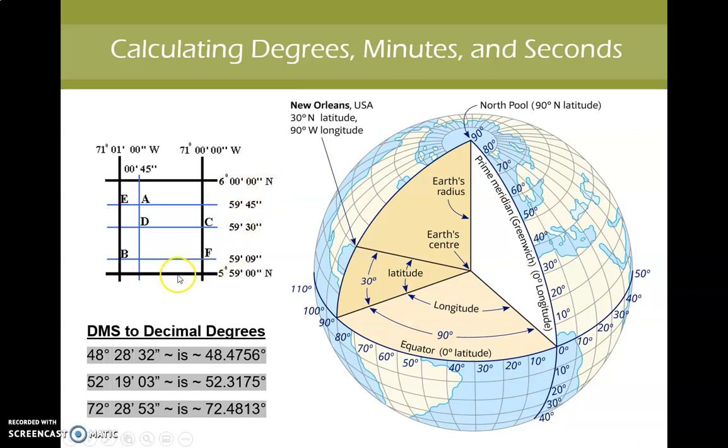Okay, so in looking at the split between those, it only goes to 60 because that's what minutes go to, not 100, 60. So halfway between 59 minutes and the new degree is going to be 59 minutes and 30 seconds. So 5 degrees, 59 minutes, and 30 seconds is that line right there where you see C.